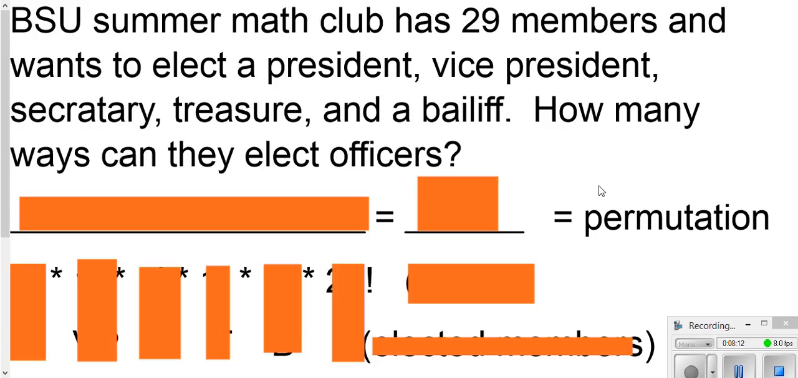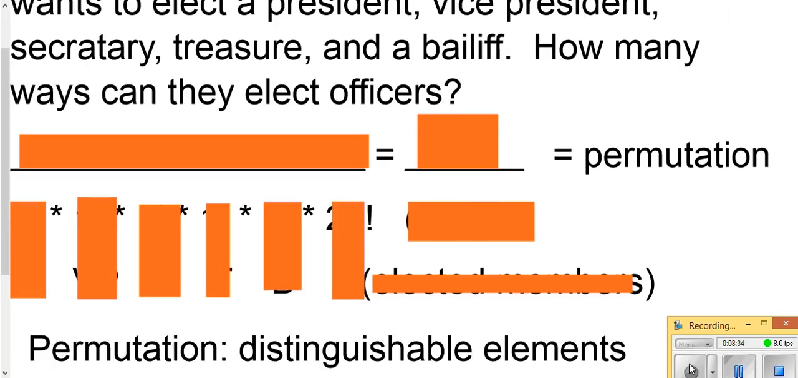So consider this situation. We have 29 members of a math club, and they want to elect a president, a vice president, a secretary, a treasurer, and a bailiff. How many ways could they, not re-elect, but elect officers? So try this one on your own, and then watch the video.